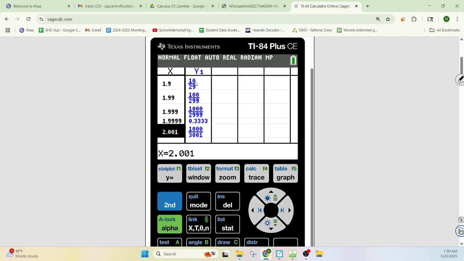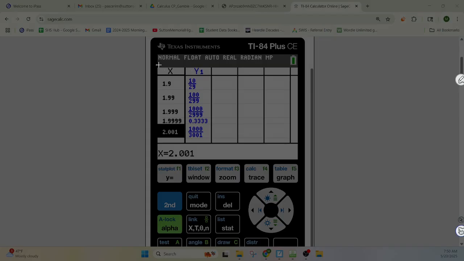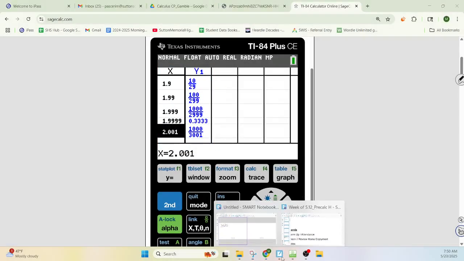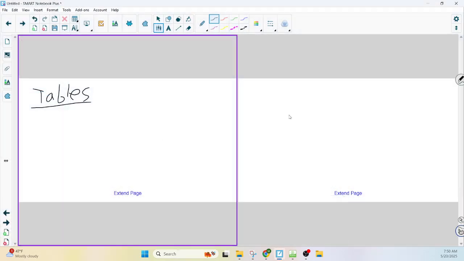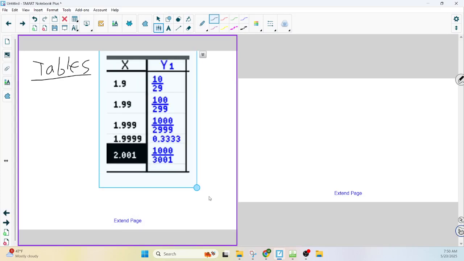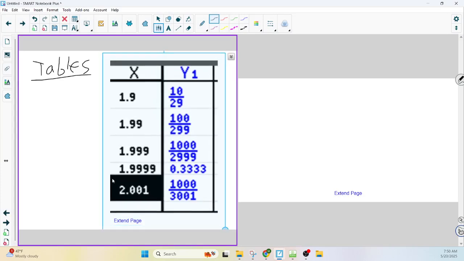But what do we see is mostly happening here? 10 over 29, 100 over 299. What's the meaning of this? What do you think the y's are kind of hovering about? Anybody have an idea? 1/3. 1/3 is the limit. So what's happening is when we make this table, we can see that all of these are basically a third. We never quite get there. None of these are exactly a third.